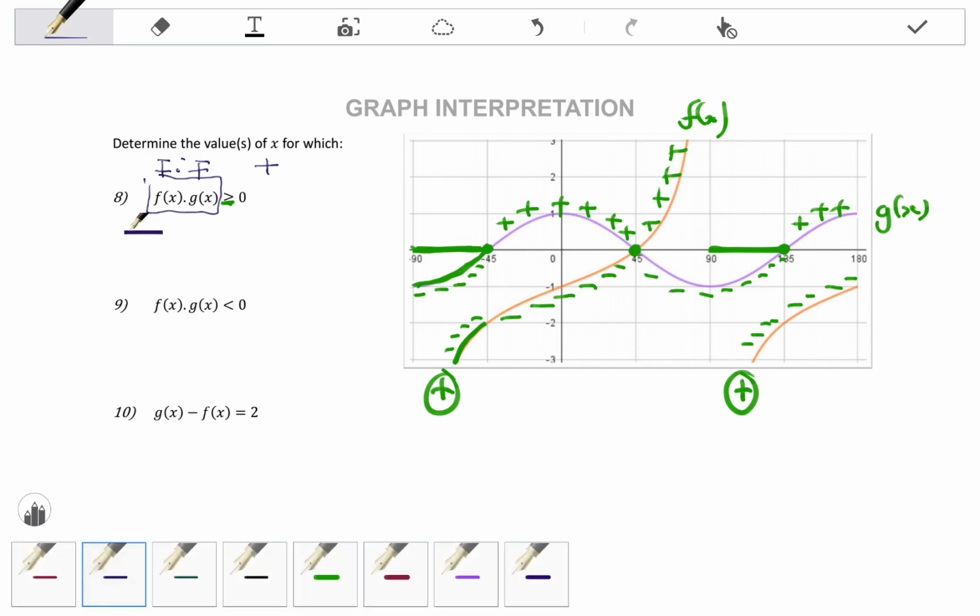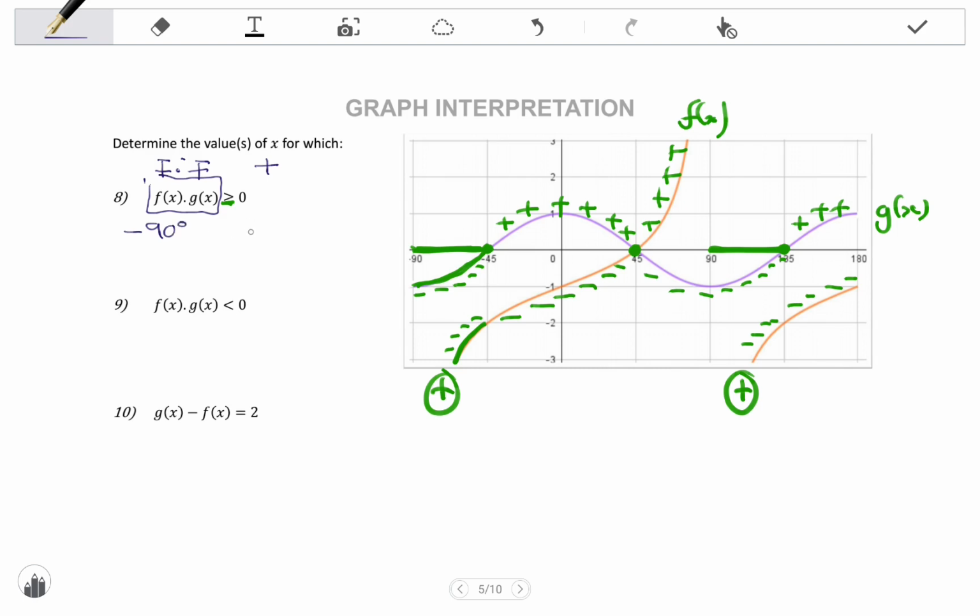Okay, so negative 90 degrees, negative 45 degrees, x lies between them, and we will include the negative 45. Then I have the 45 degree angle. So x at 45 degrees, that's where the product would be 0. And then again between 90 degrees and 135 degrees, we have a positive product. At 90 degrees, I have an asymptote, but at 135, my product is 0.